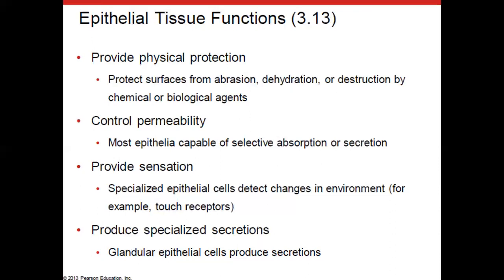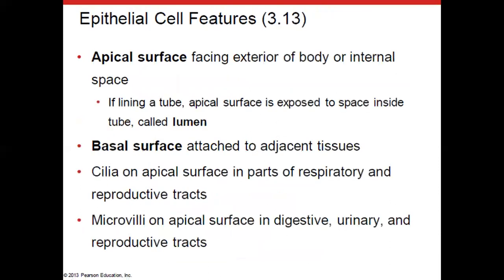And then glandular epithelial cells produce secretions. We'll talk certainly about those as we go. Epithelial cells have unique characteristics that are different than other cells in other tissues, like connective, muscle or nerve. Epithelial tissue has two sides. So if epithelial tissue lines exposed surfaces or internal passageways, there's a free surface that's not attached to anything.